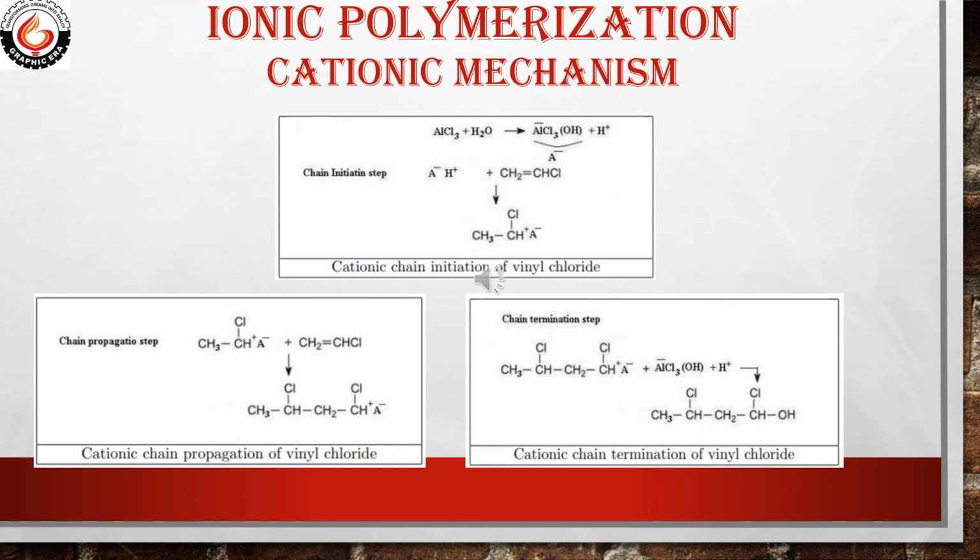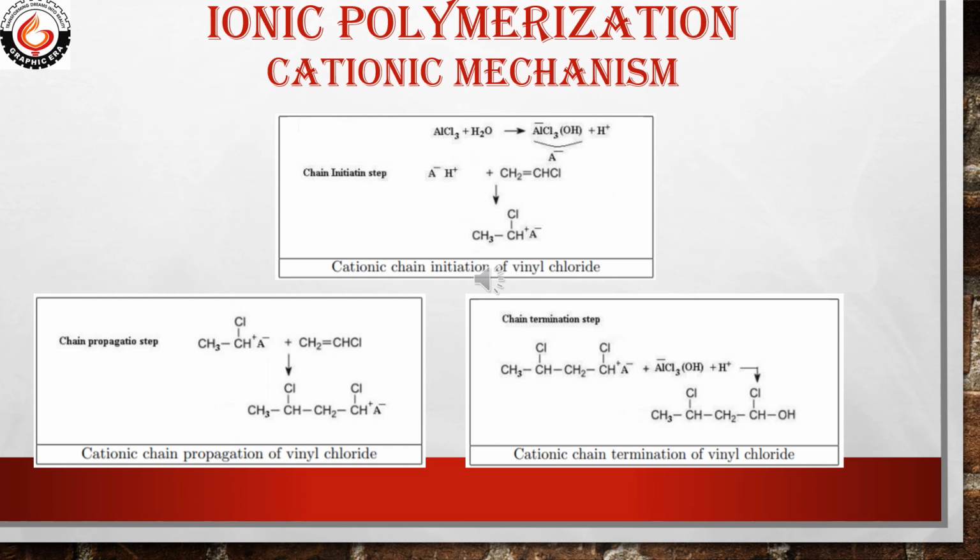The second step is chain propagation, in which different numbers of monomers will come and attach to this carbocation center, and again just like the free radical mechanism, this carbocation center is transferred to the new monomeric unit, and this way the chain growth takes place.